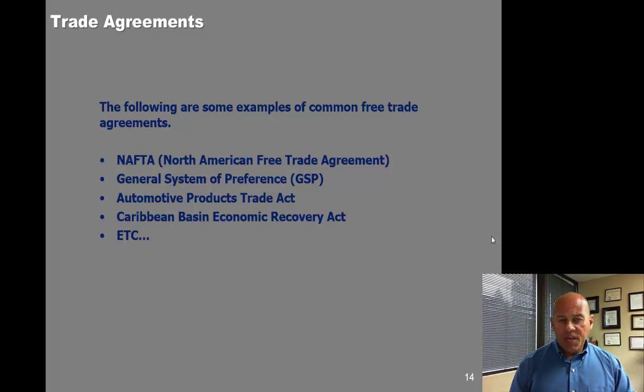There's a GSP, which is a duty reduction program for a lot of products. There's Automotive Products Trade Act. So there's a lot of automotive industry trade that goes between particularly Canada and Mexico and the U.S. There's Caribbean Basin Recovery Act. So there's a whole host of different trade agreements. Overall, there's roughly about 30 different trade agreements out there. So it's important to check to see if your goods fall under some of those duty relief programs.